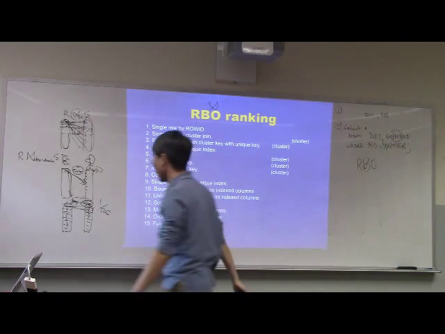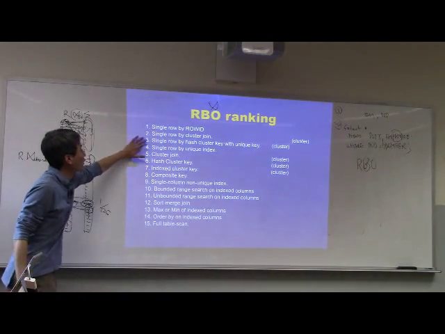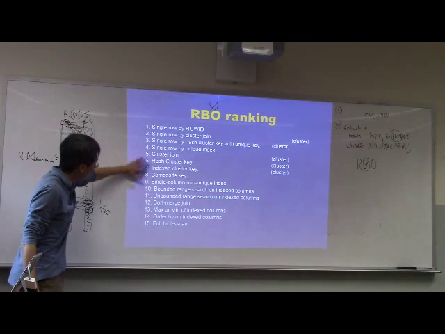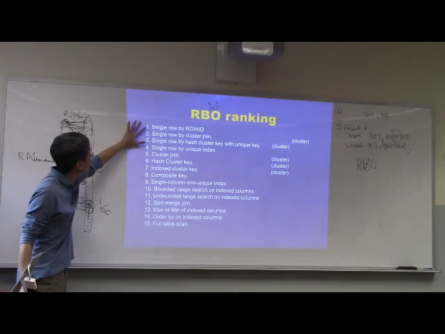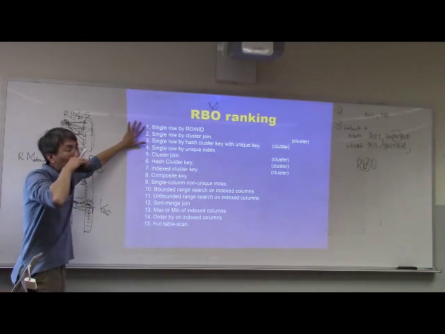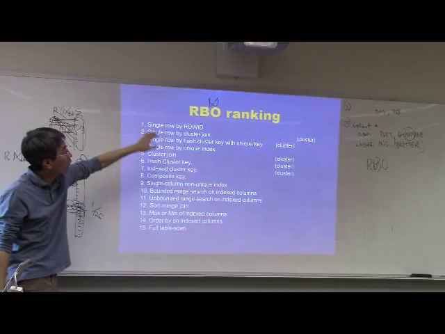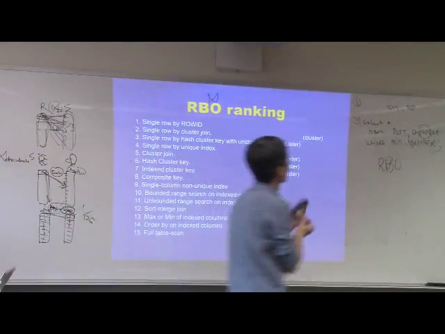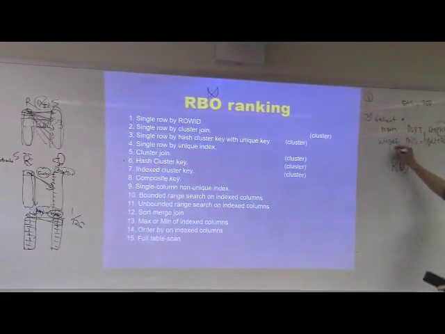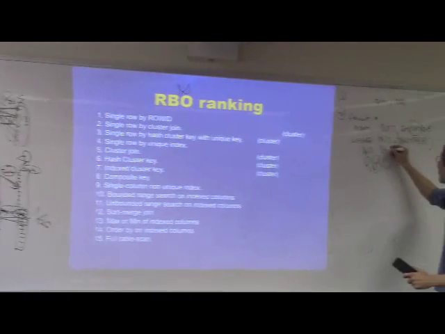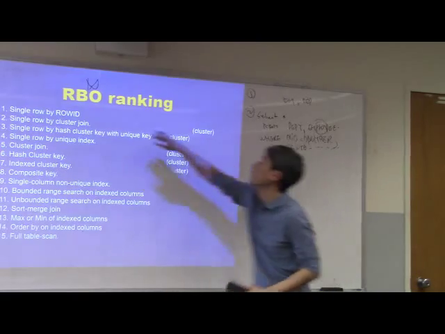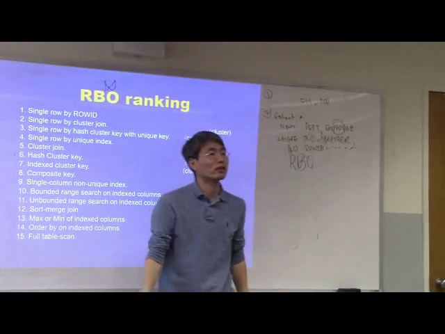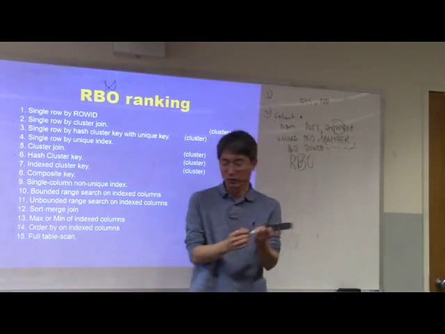Second is using the cluster join. Third is a hash cluster. The fourth is a unique index, and so on. The last one is full table scan. So if the query has, for example, a condition like row ID equals blah blah blah, then automatically this one will be selected. This is a rule-based optimizer.